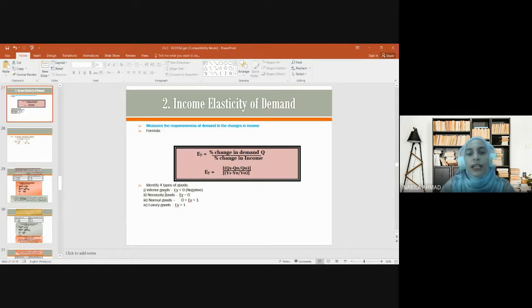So kalaulah inferior good, kita akan dapat value negatif. Bila kita dapat value negatif, income elasticity tu, jadi itu mestilah barang inferior. Kalau kita dapat value kosong, itu mestilah barang necessity. Kalau kita dapat value tu dalam range lebih dari kosong tetapi kurang dari 1, itu adalah normal goods, dan apabila barang itu adalah luxury goods, elasticity yang kita dapat mestilah lebih dari 1.